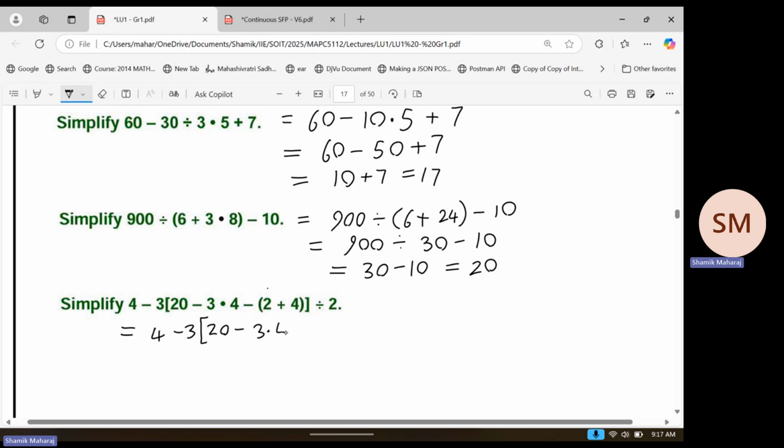20 minus 3 times 4 minus this bracket here is just going to give us 6. And divided by 2 doesn't change, right? Now we can simplify further within the bracket. 4 minus 3, what can we do here? There's a multiplication, so we must do that. Everything else remains the same. So here we get 4, 8, 12 minus 6 divided by 2. All I did is the multiplication, nothing else.